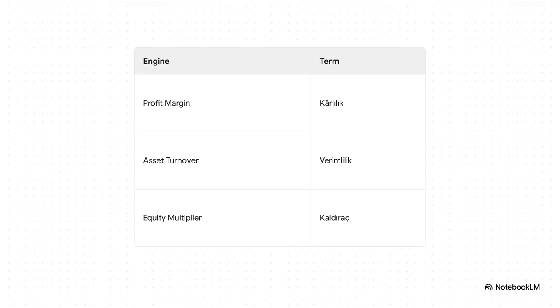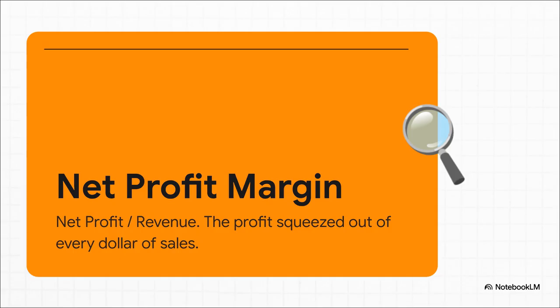When you multiply these 3 specific engines together, they create your final ROE number. So let's inspect each engine to see exactly how they drive performance. Okay, engine 1 is the net profit margin, karlılık. Mathematically, this is simply net profit divided by revenue. But in the real world, this measures pure pricing power and operational profitability.